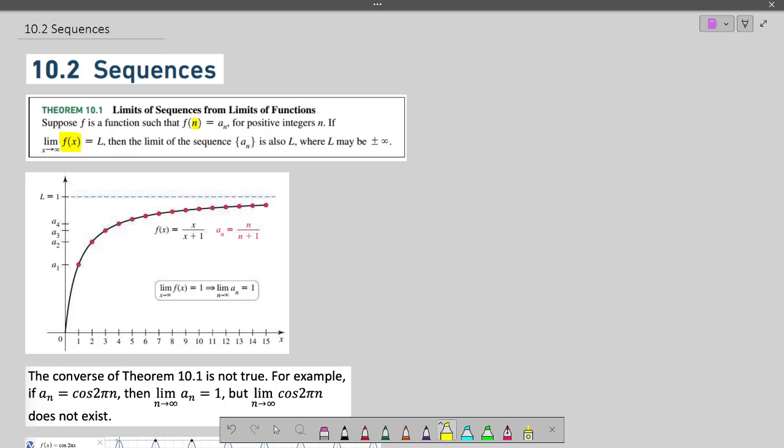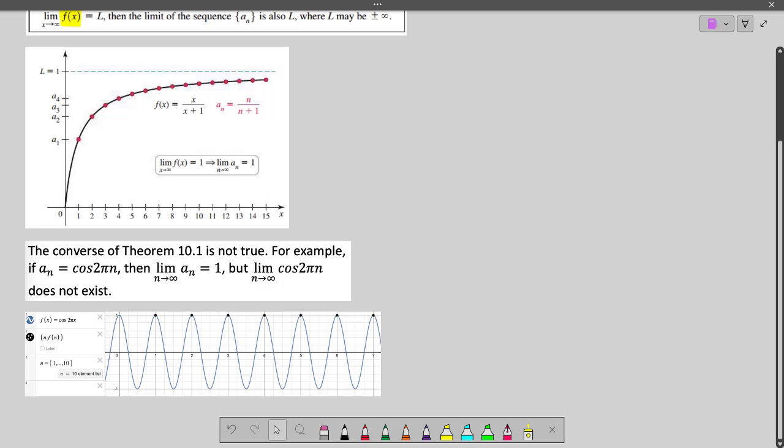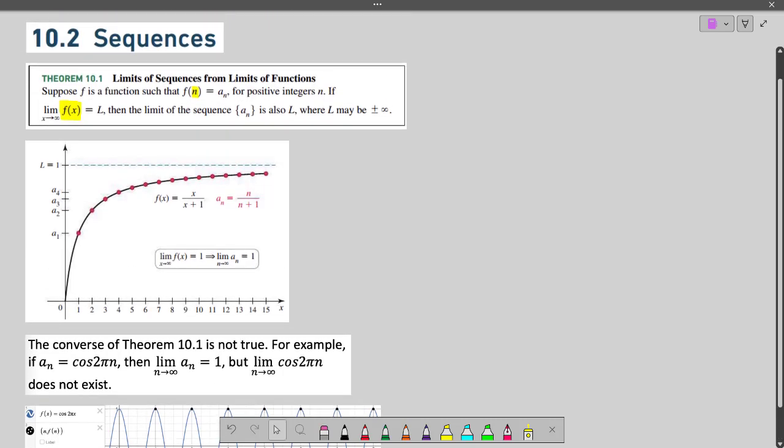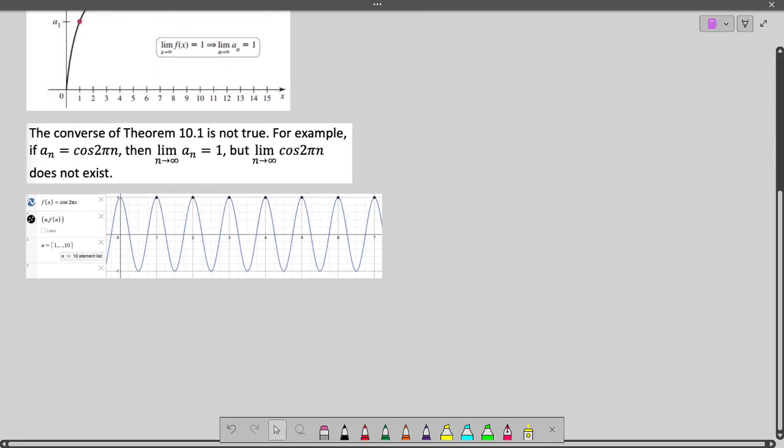So if we have a function that has a limit, the embedded sequence must have the same limit. There's no way for the dots to jump off the function. The dots are embedded in the function, so if the limit of the function is L, the limit of the sequence is L. Okay. The converse is not true. The converse would say that if the limit of the sequence is L, so is the limit of the continuous function. So that's false. And so here's an example that demonstrates that.